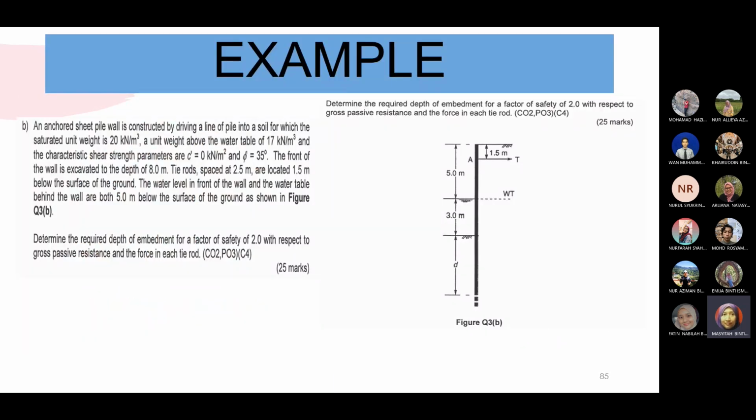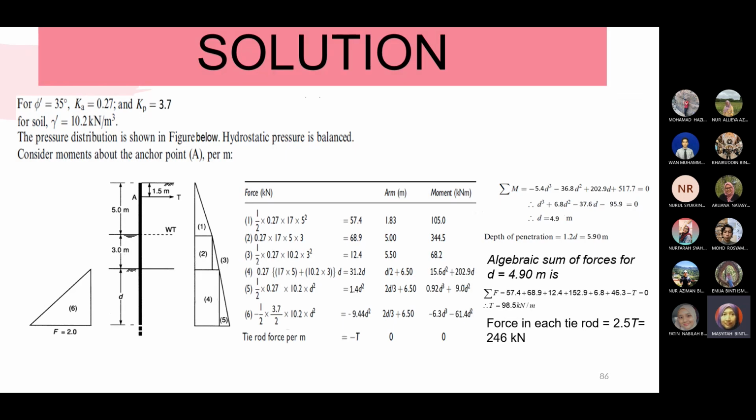Okay, this is a kind of example yang mana you need to determine the required depth of embedment for a factor of safety 2 with respect to gross passive resistance and the force in each tie. So kalau kita remember balik to the gross passive resistance, it means that dalam passive pressure calculations tu dia dah masukkan nilai factor of safety. So dalam slide, saya tak pastilah slide ni saya bagi pada awak ke tidak lah. Tapi I think that you can go through by yourself lah how to first of all draw the pressure diagram related to the soil problem or the soil conditions.